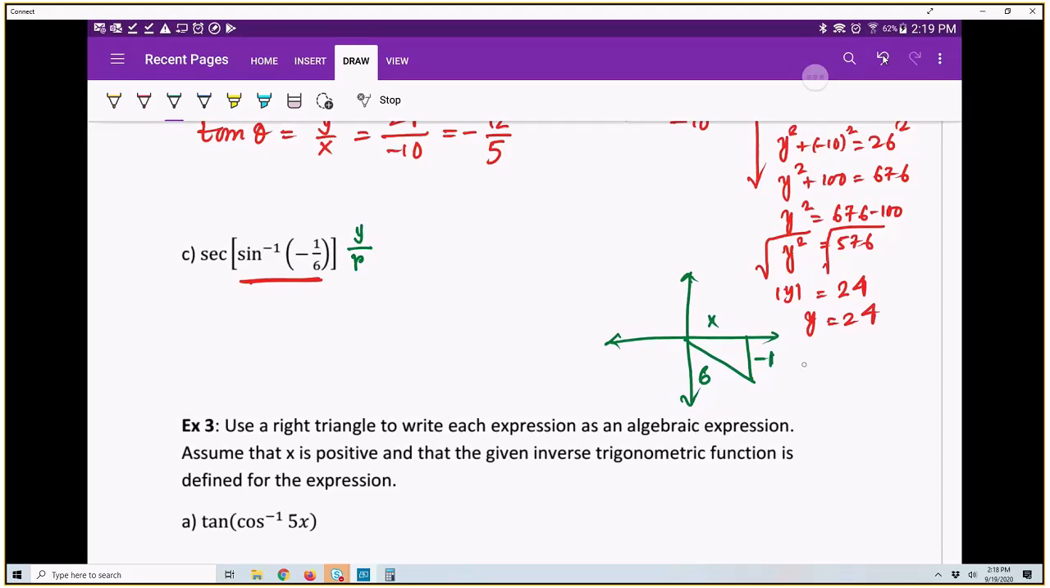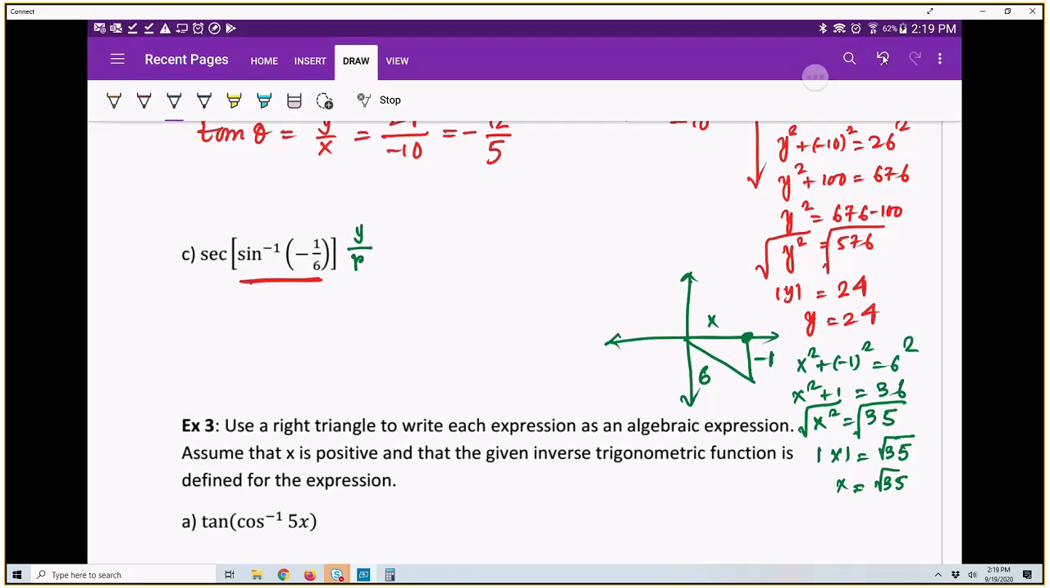So x squared plus negative 1 squared equal to 6 squared. So x squared plus 1 equal to 36, means x squared equal to 35. I take the square roots on both sides. So I get absolute value of x equal to square root of 35. But because x is in the first quadrant, it is positive. So x is equal to square root of 35.